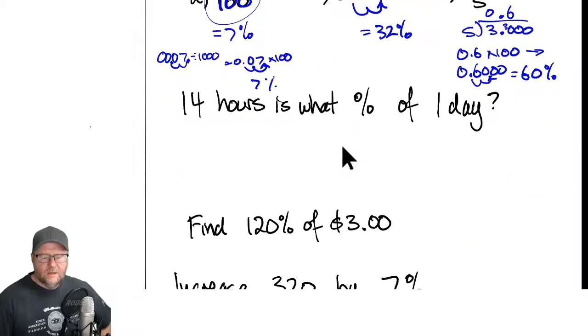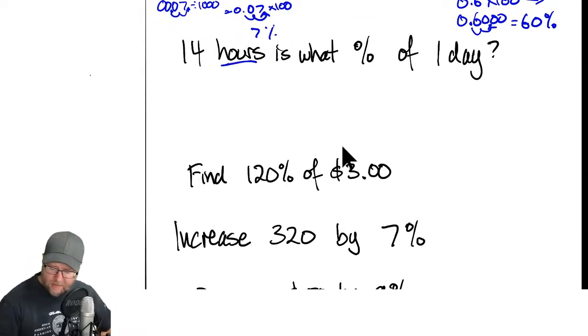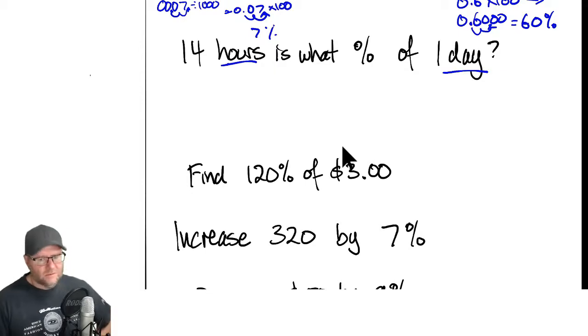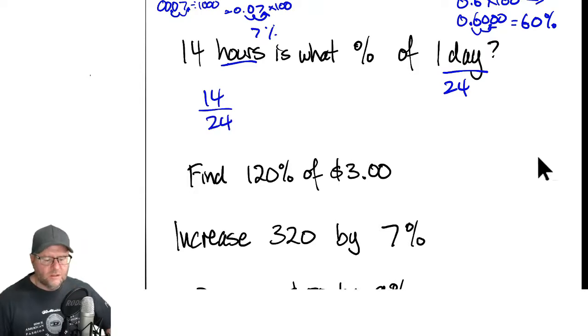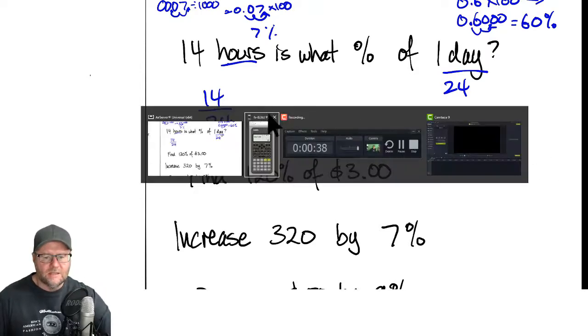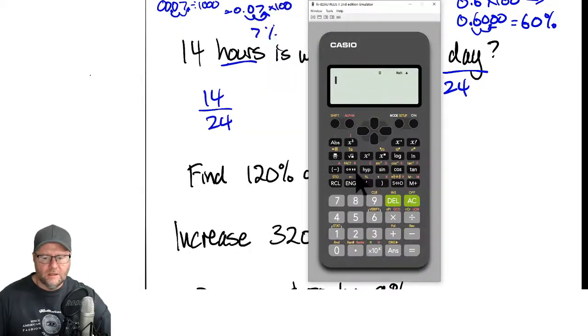14 hours is what percentage of 1 day? Well, this is hours, this is days. I have to convert them to the same units. So that is 24 hours. In other words, I've got 14 hours out of 24. And I want to put that as a percentage. So I'm going to use the calculator. Put my fraction in, 14 over 24. Hit the equals. Right. Change it to a decimal.